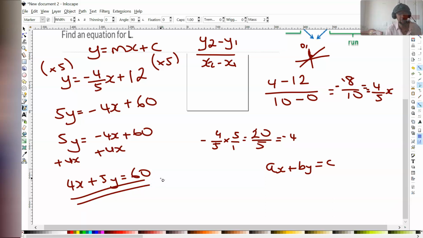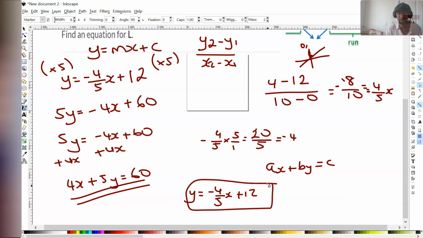But if you have the solution y equals negative 4 over 5x plus 12, then that is also correct, unless someone has a different idea of why it isn't. You can email me. But yes, this is what you expected to enter on the system. But if you have this, then this is also correct for the equation of the line.